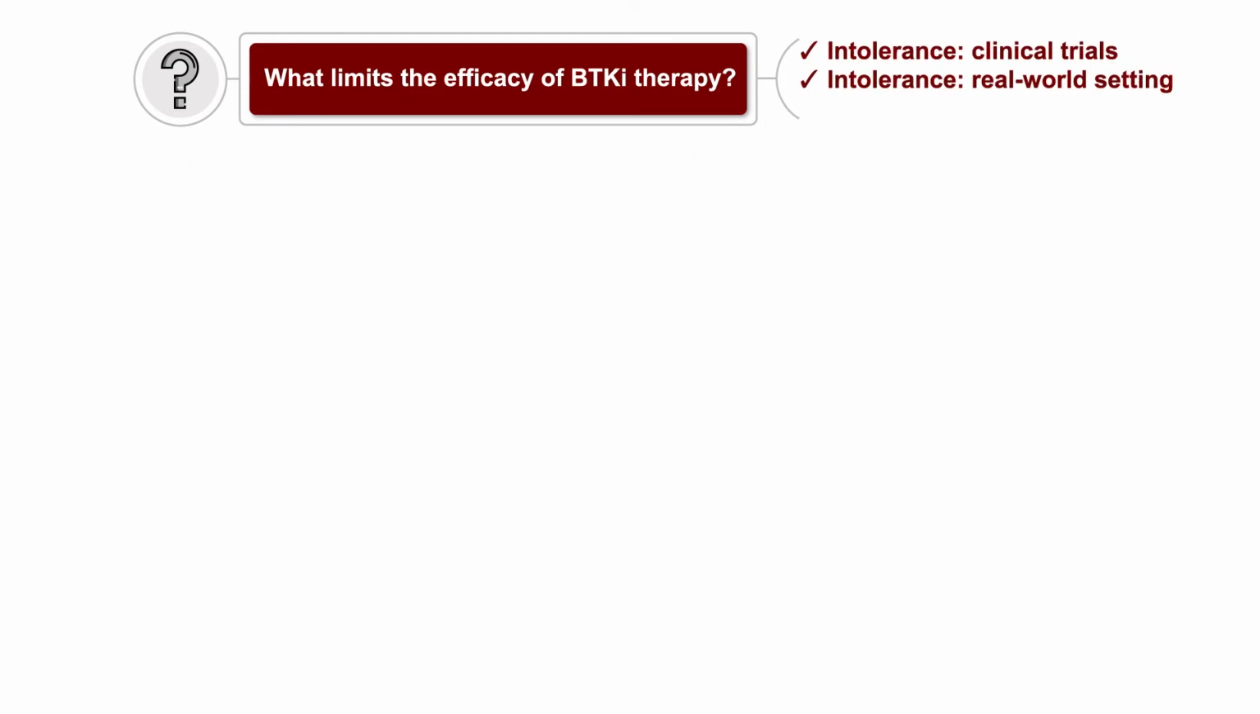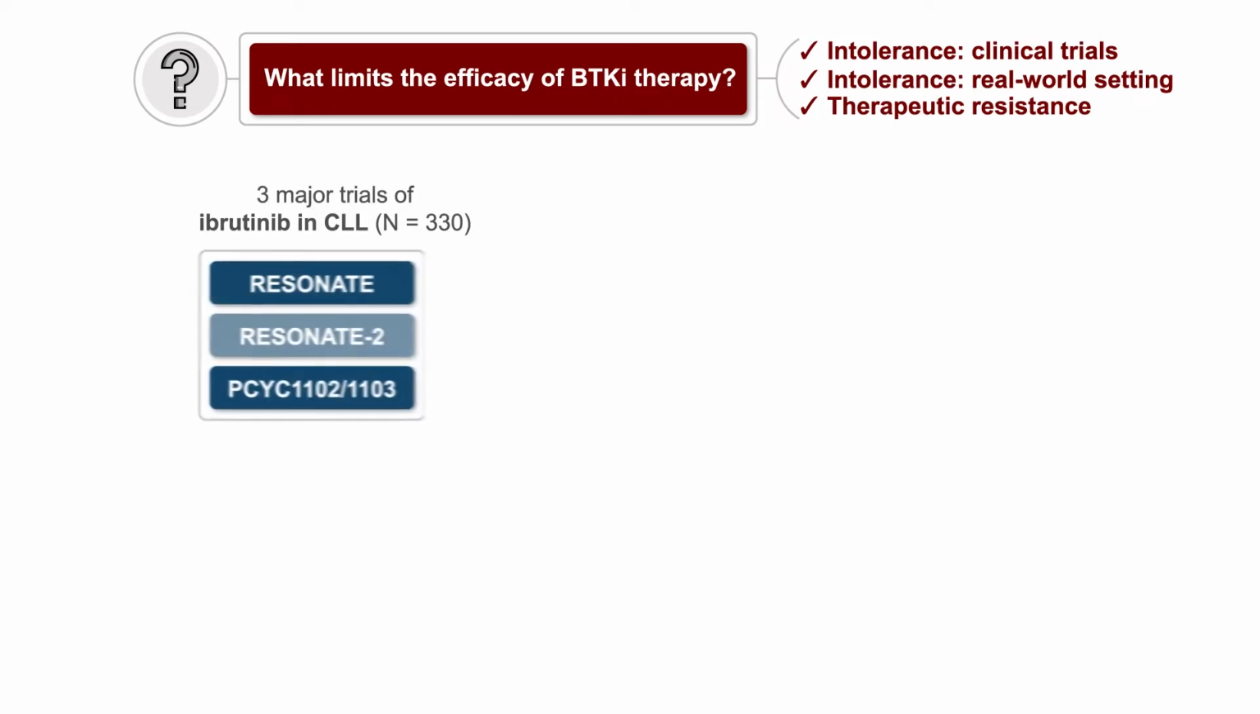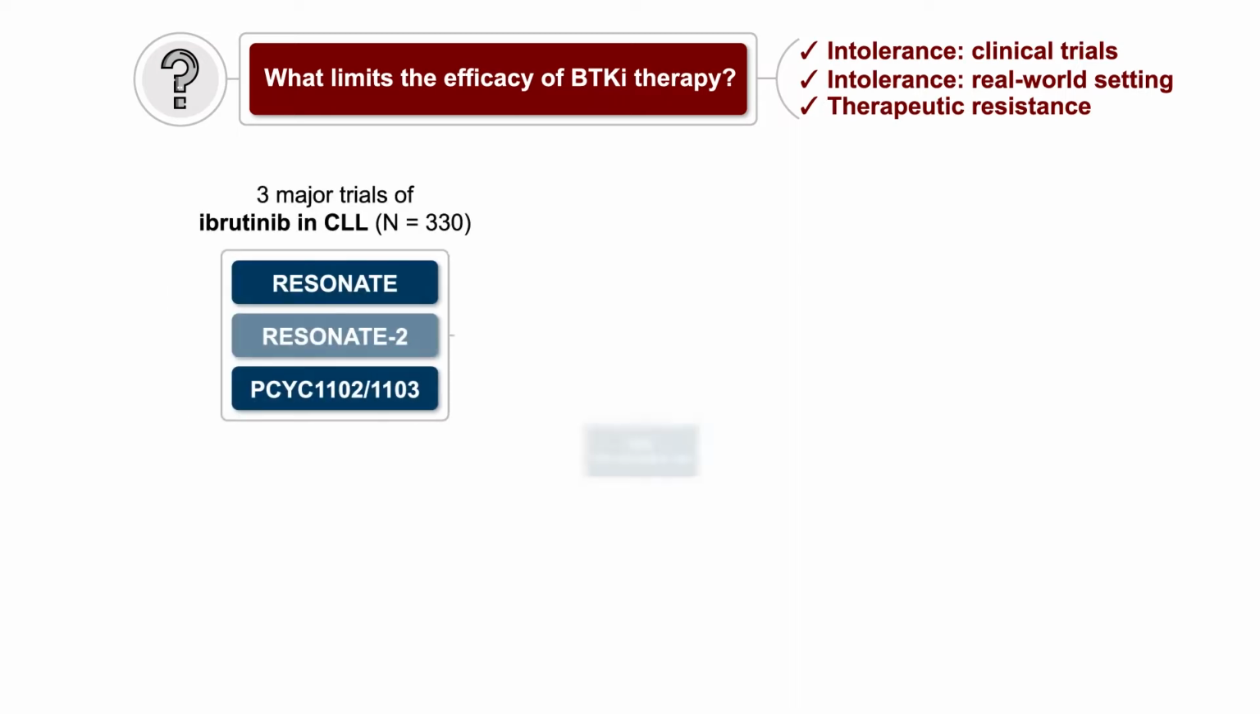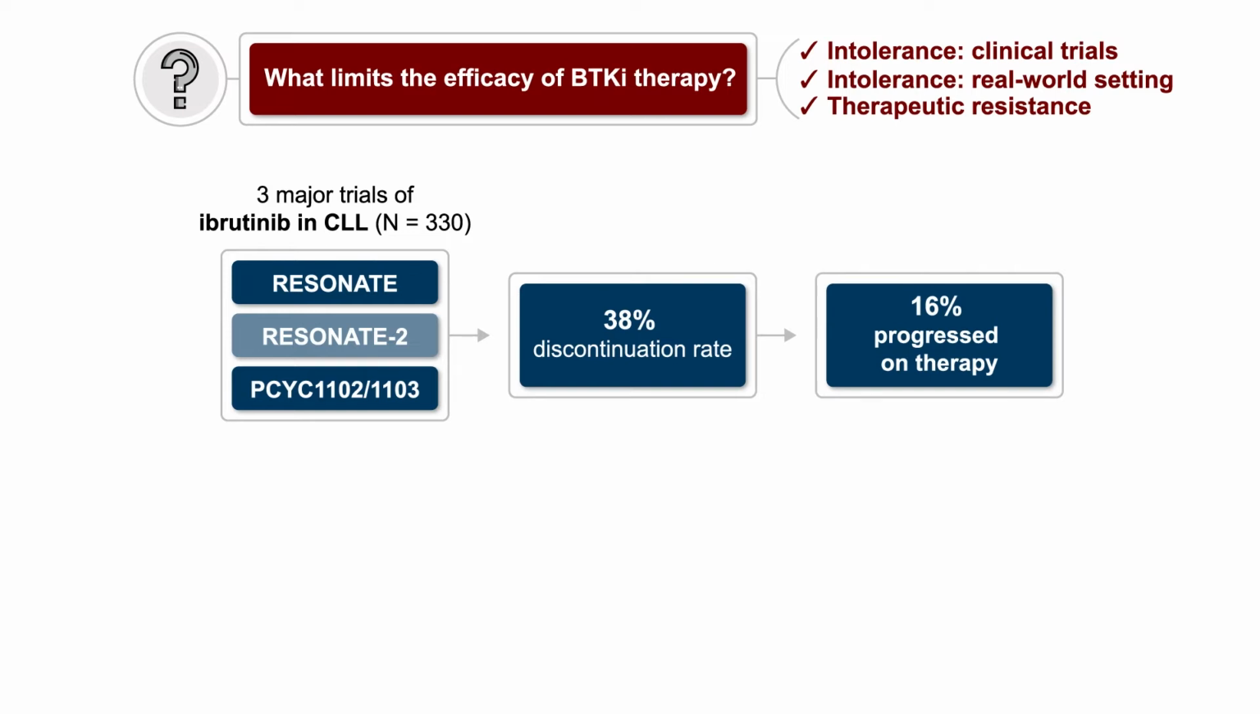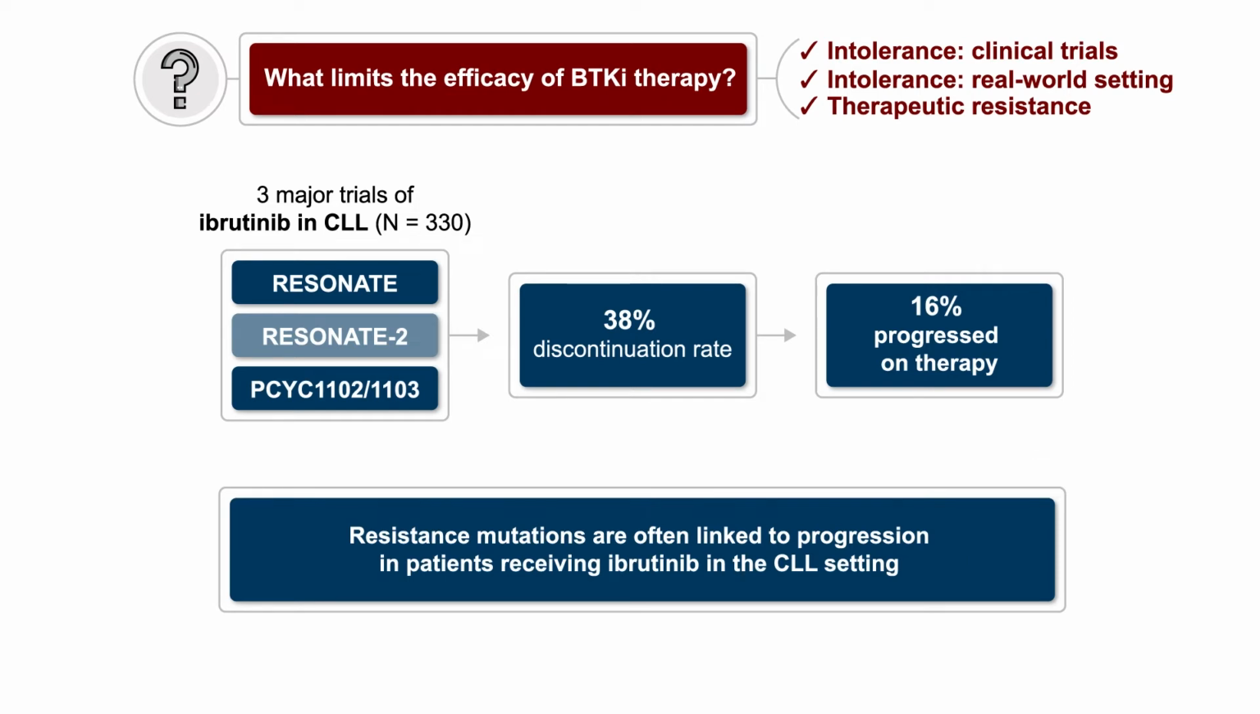While adverse events explain part of the reason people are not able to tolerate Btk inhibitors, the other issue in terms of limiting efficacy is that patients do develop therapeutic resistance. So looking again at these three major trials, we know that 38% of patients ultimately did end up discontinuing the drug, but looking at that total population, 16% actually progressed on therapy. And what we've learned in CLL in particular is that resistant mutations are often leading to progression in patients receiving ibrutinib in the CLL setting.